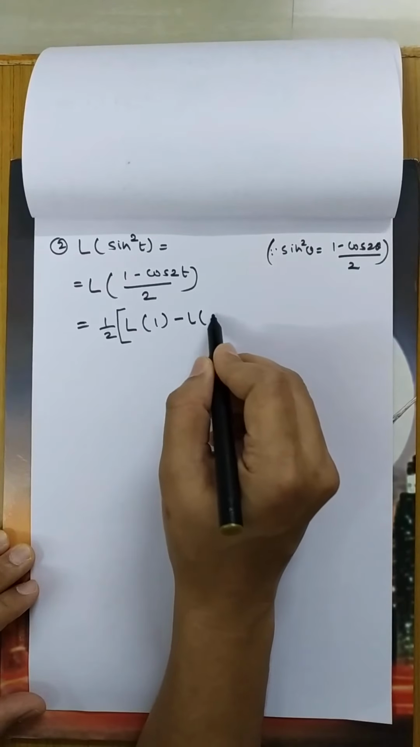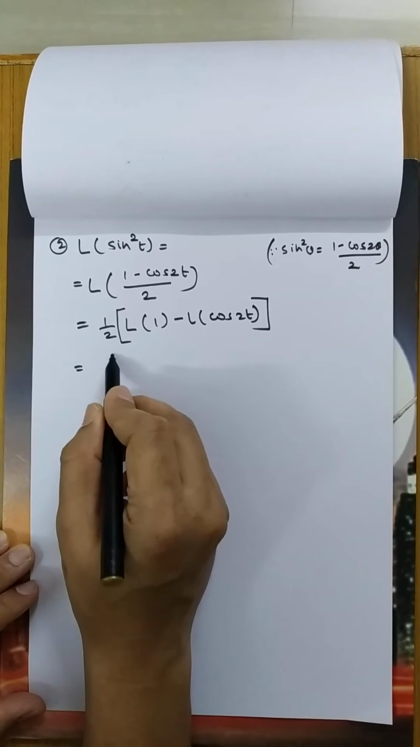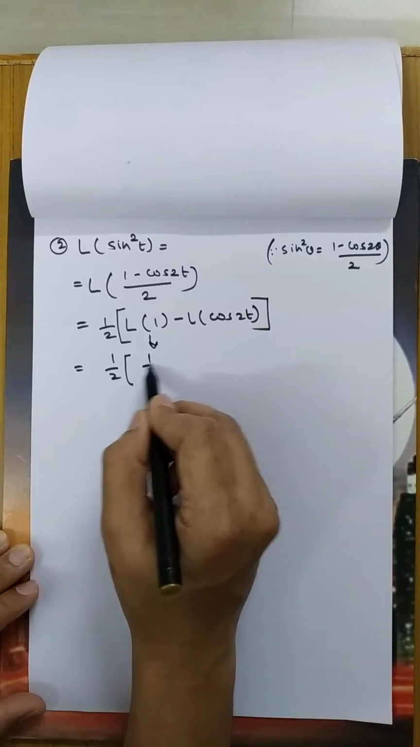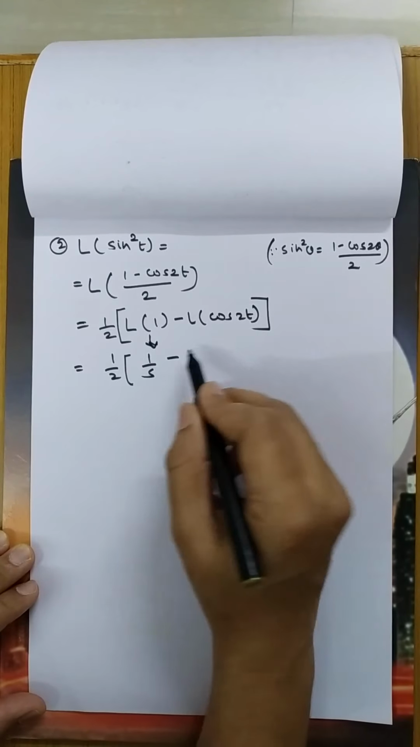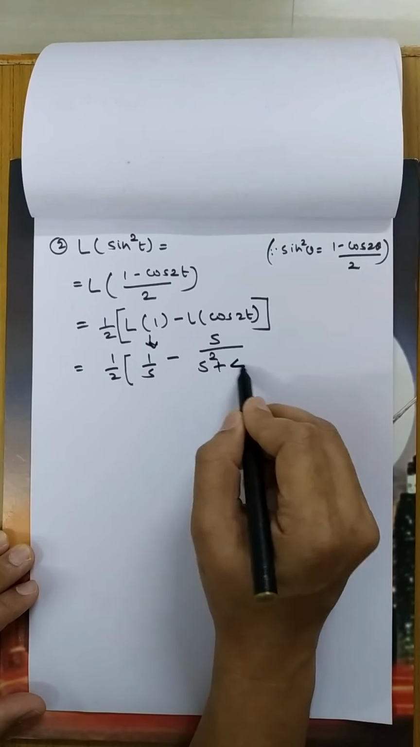Laplace of 1 minus Laplace of cos 2t. Laplace of 1 is 1 by s, and Laplace of cos 2t is s by s square plus 4.